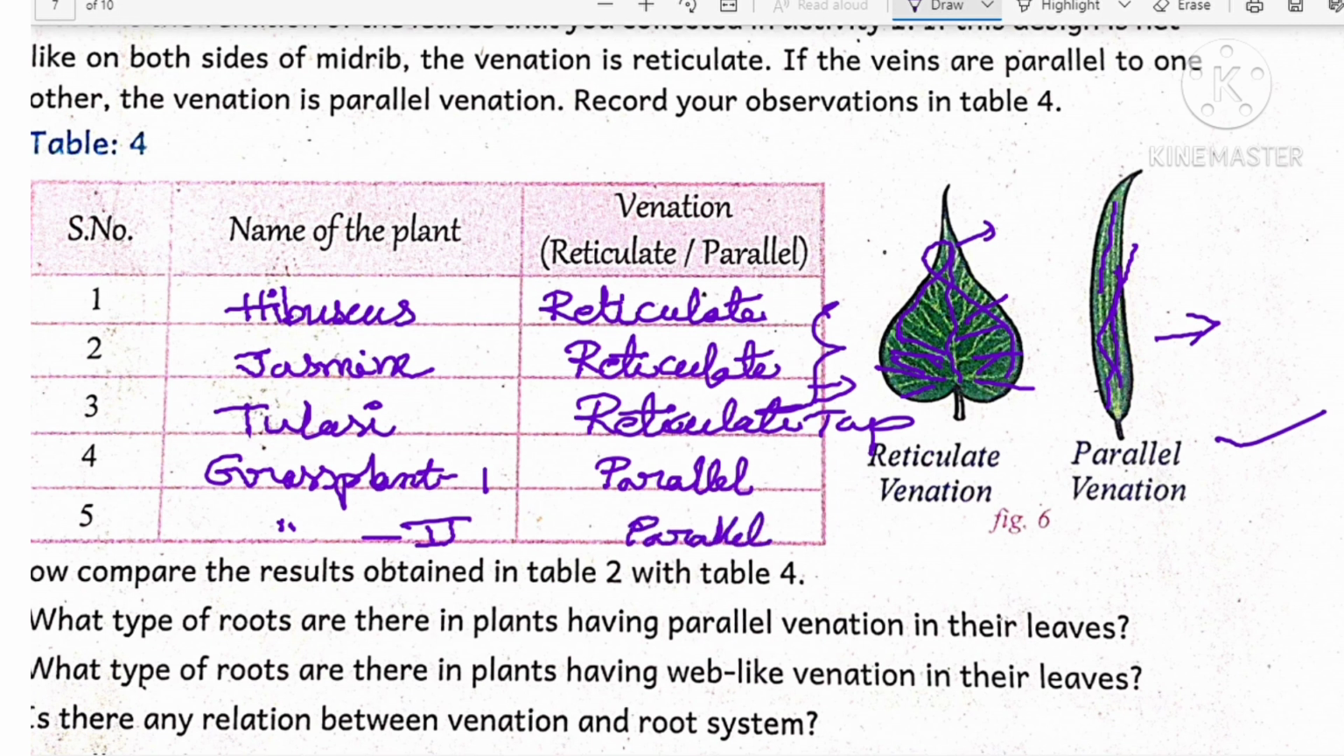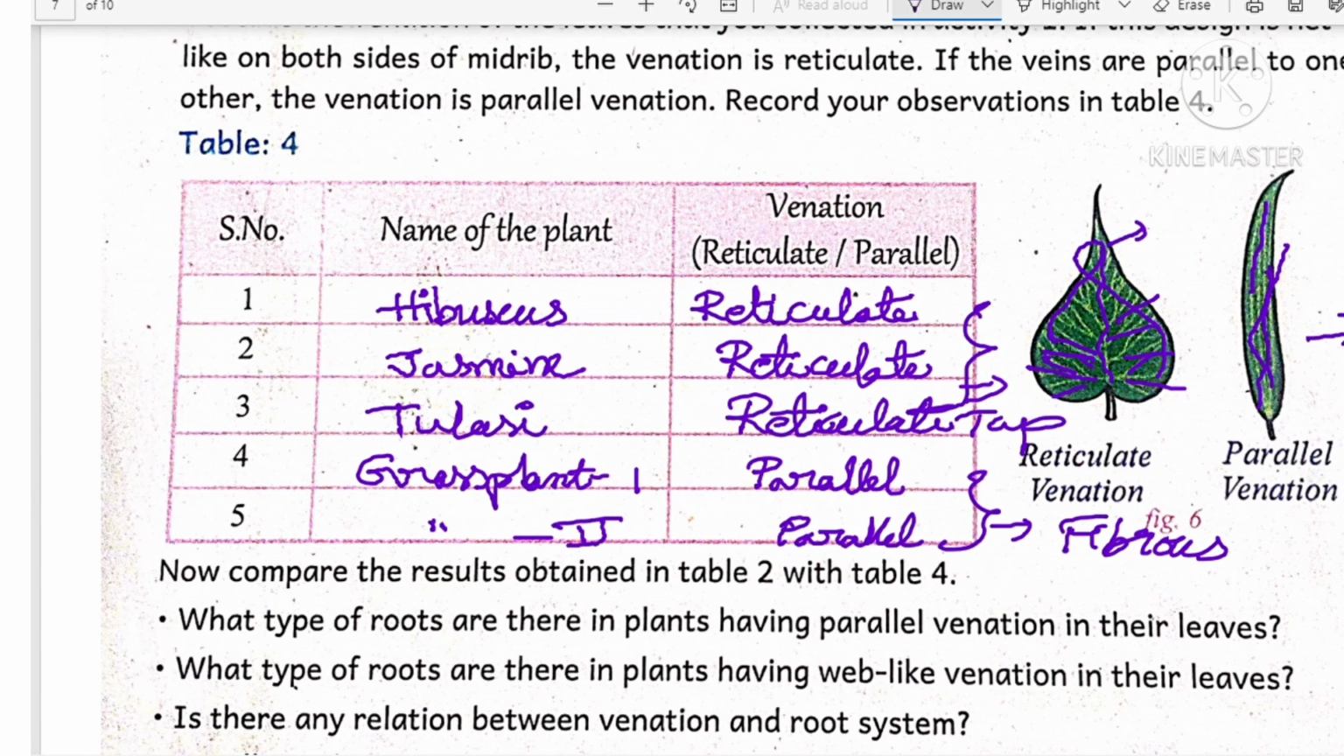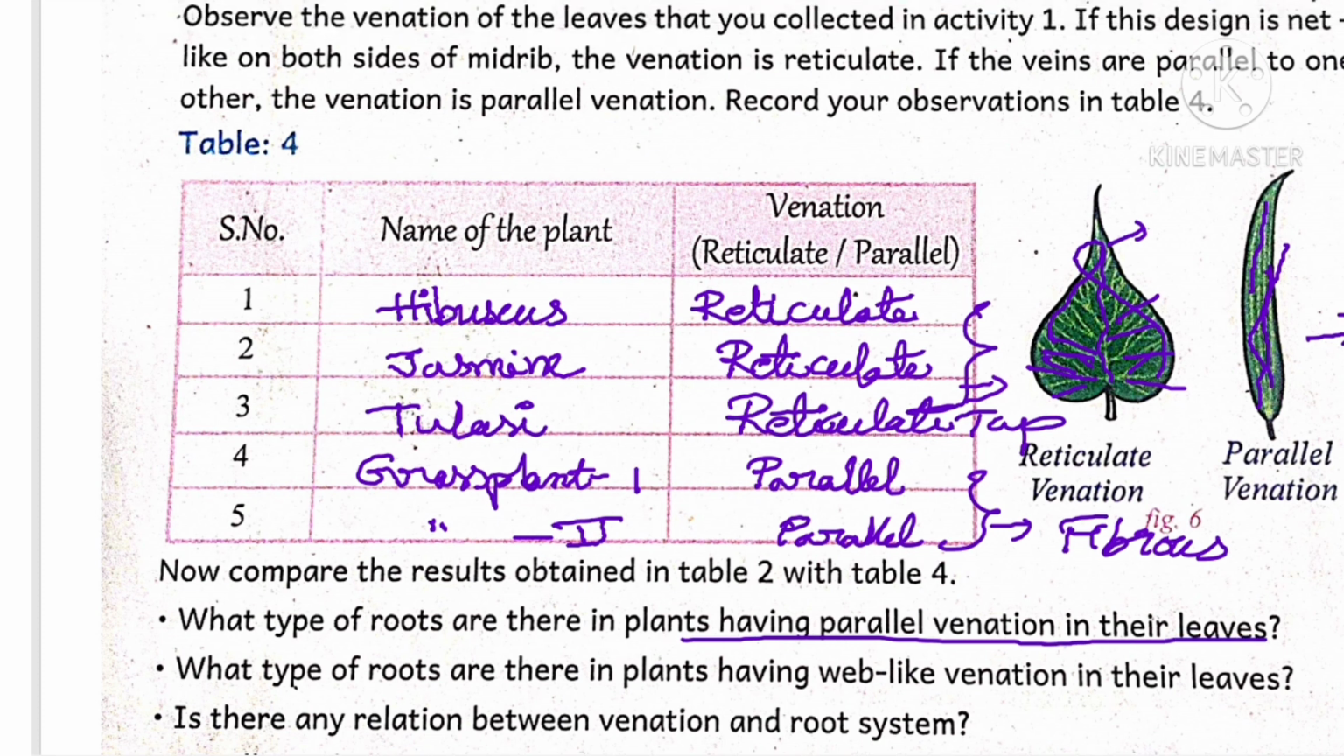So the plants which have parallel venation, what type of root system do they have? A fibrous root system. Okay. Now compare the results obtained in table 2 and table 4. What type of roots are there in plants having parallel venation in their leaves? Fibrous roots. What type of roots are there in plants having web-like venation? These plants have a taproot system.